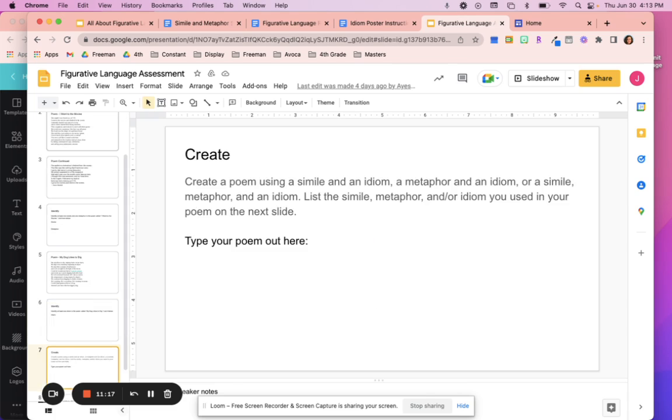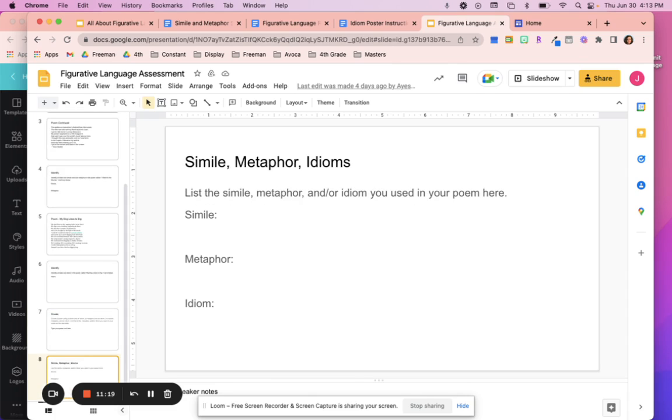Also to create their own poetry incorporating these different figurative language elements. So we're continually assessing throughout this unit with the independent tasks, with the small group tasks, and eventually with the completed assessment. We are also having students create, as I said earlier, Flipgrid videos where they're going to enact or act out an idiom.